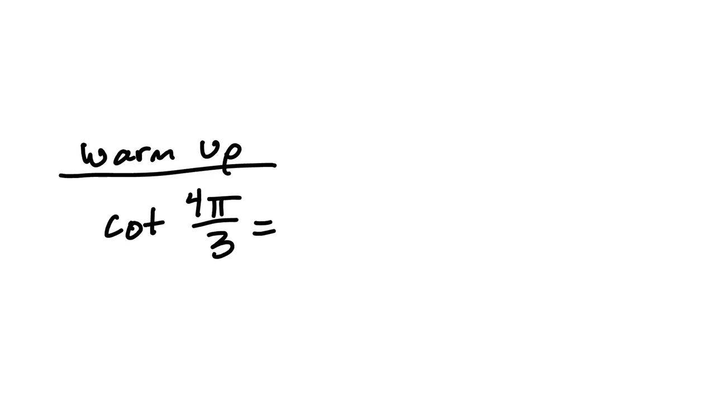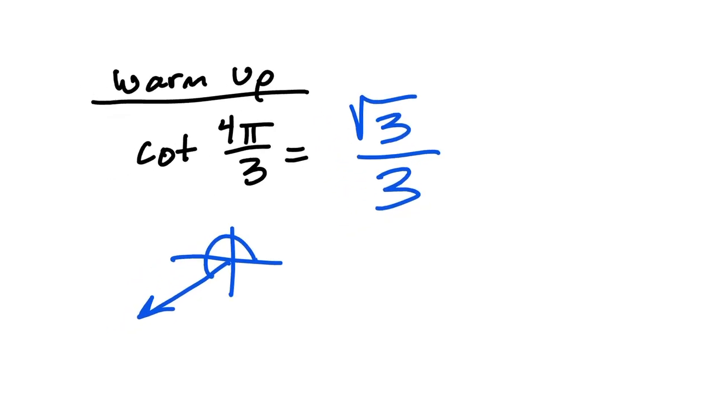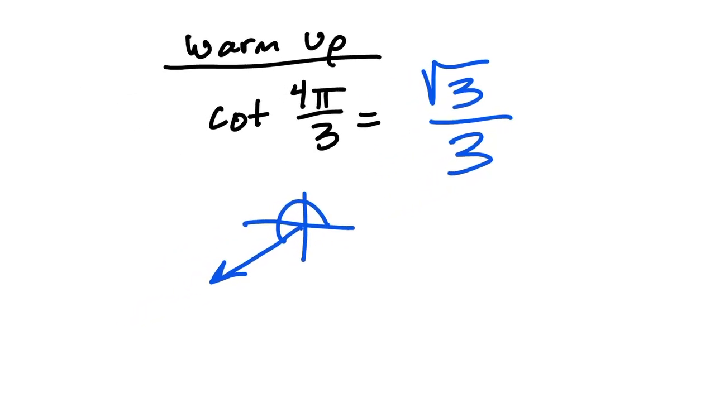I'm going to ask Connor. Connor, what did you get for cotangent of 4/5? Positive or negative? Positive, because it's in quadrant 3 where they're both negative. Good. It's square root of 3/3. Good job. All right, any questions on that one?